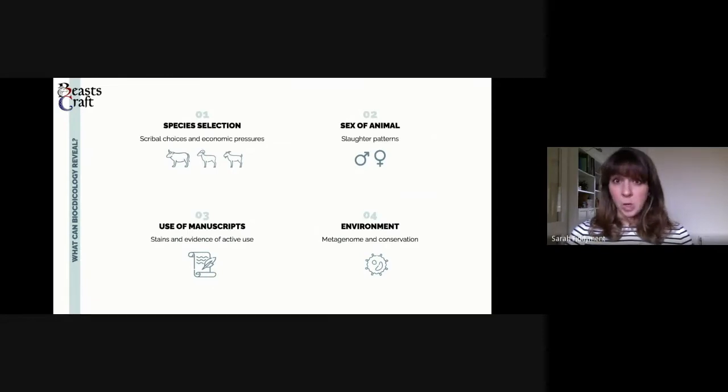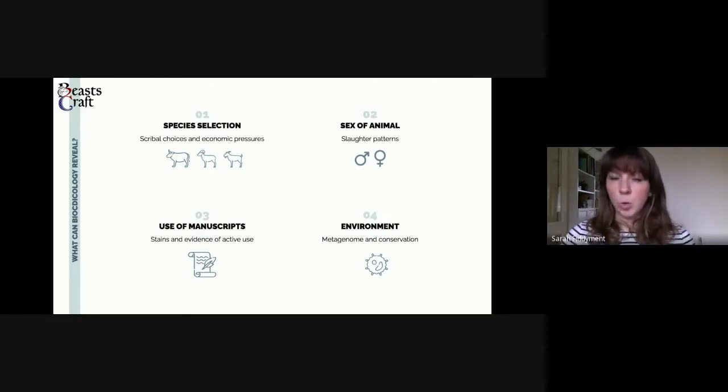We can also get information about the sex of the animals. So this can start to give us indications of slaughter patterns and if there is a preference of male or female animals to be slaughtered at certain times or for certain uses. We can find out if the manuscript was actively used for certain processes. So by looking at the surface treatments of these manuscripts, or more importantly, the stains that have been left behind by use, we can start to identify what kind of proteins appear in these stains. So can we actually have direct evidence of use of these manuscripts?